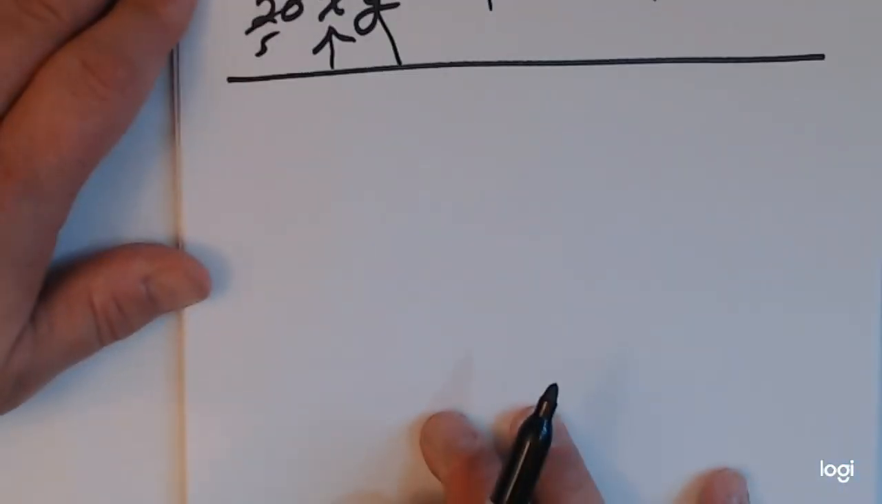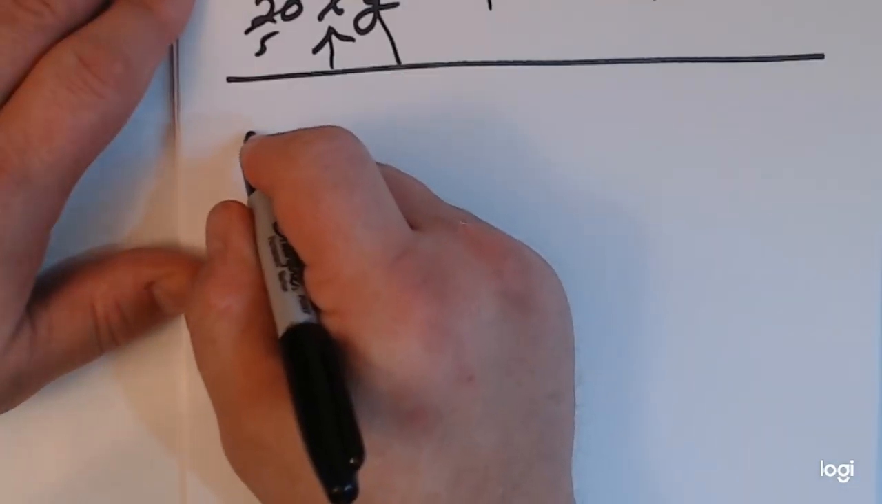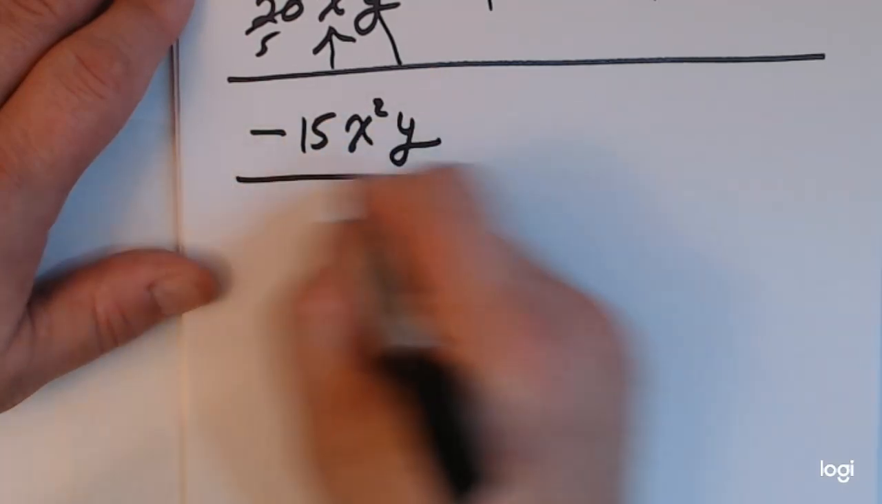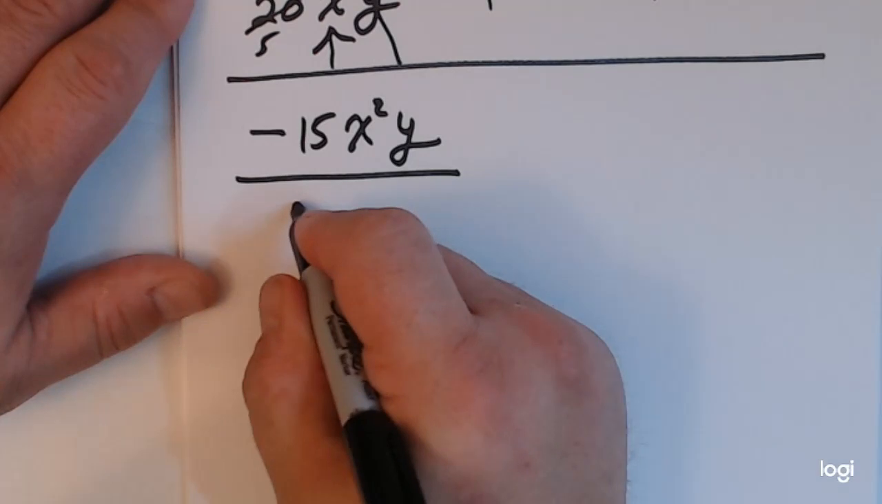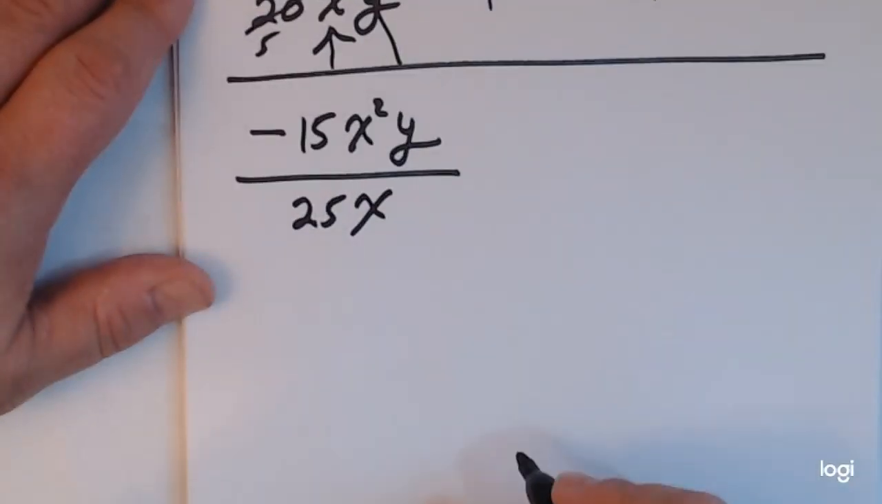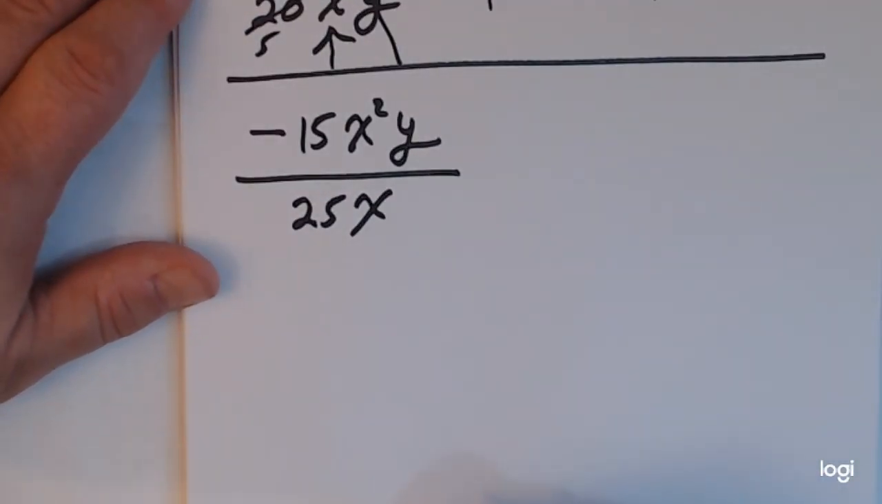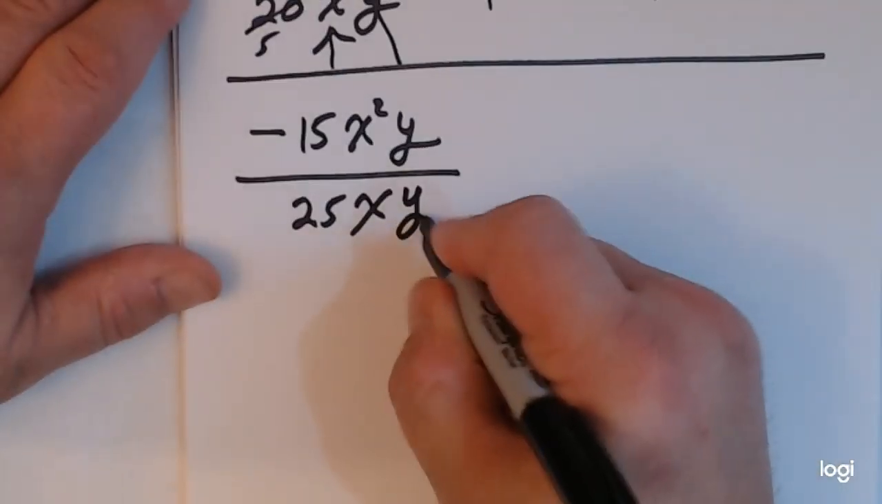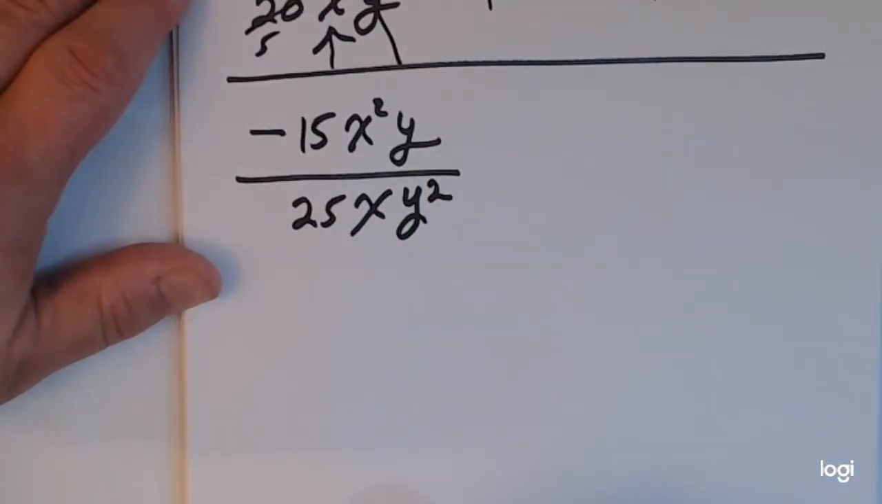All right, the next one is negative 15x squared y over 25x. Let's make this 25x y squared. We'll change it up just a bit.